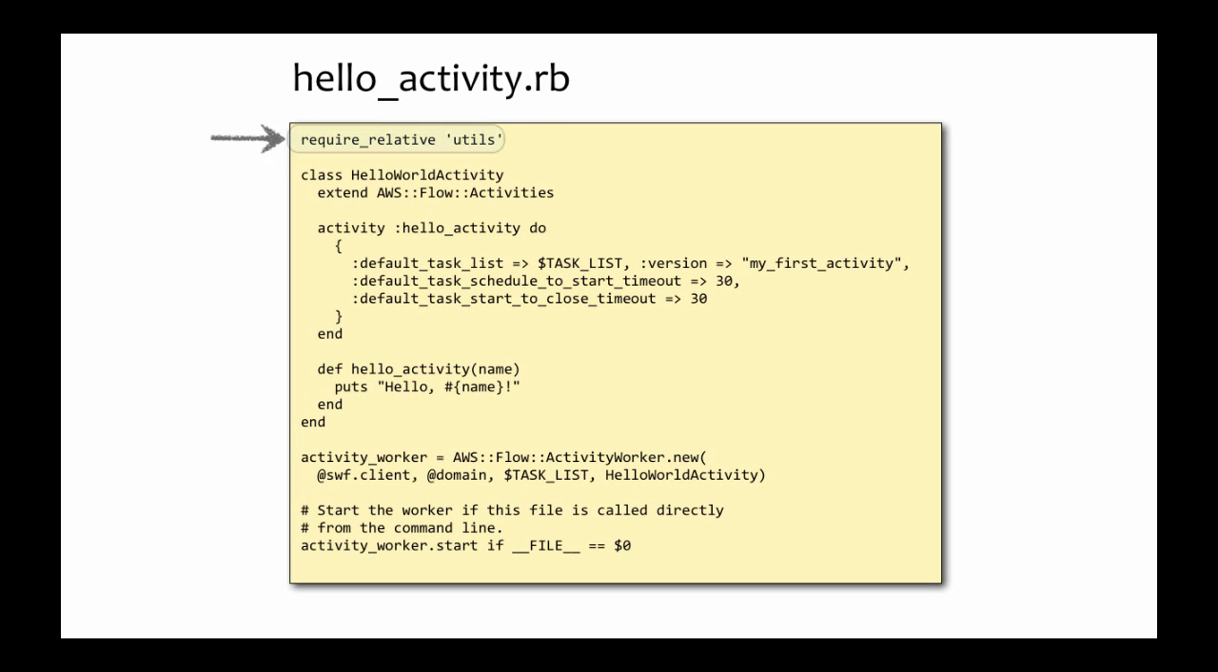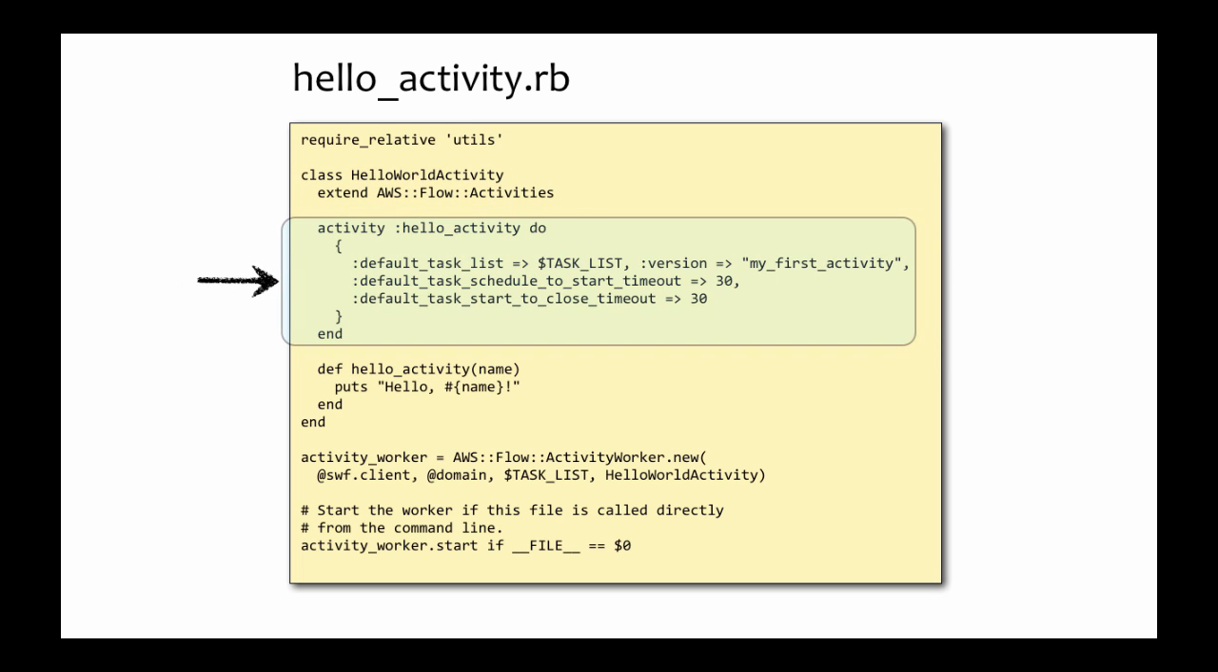Next, we'll define the activity that will run in a file called hello_activity.rb. First, we include the utils.rb file we just created so we can access AWS and the values that we declared in that file. Now, we'll create an activity class by extending AWS flow activities.